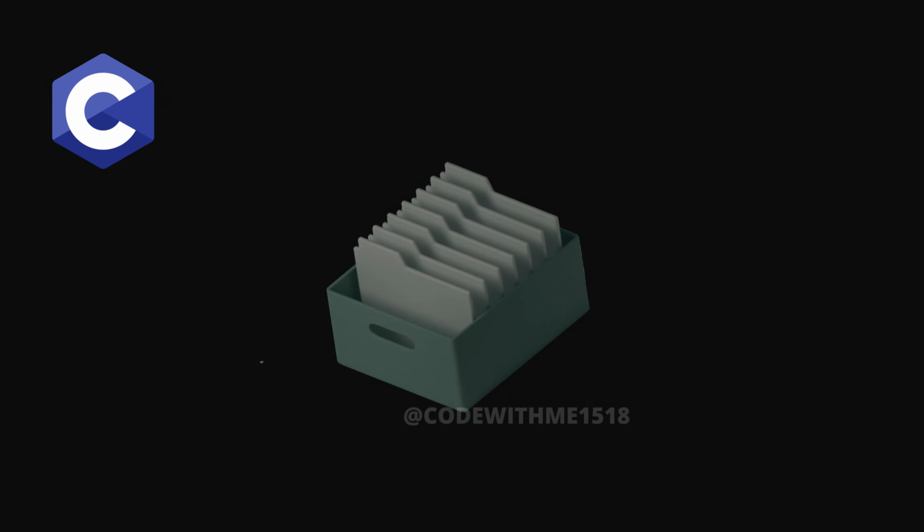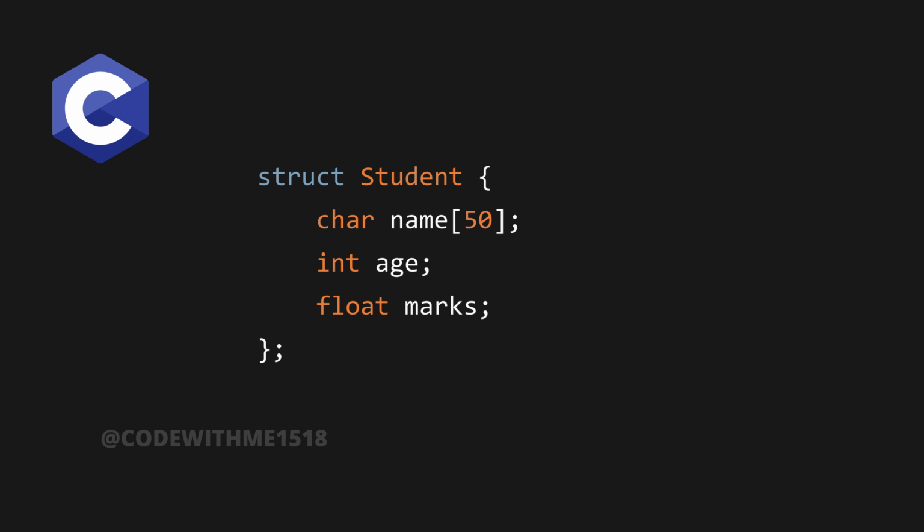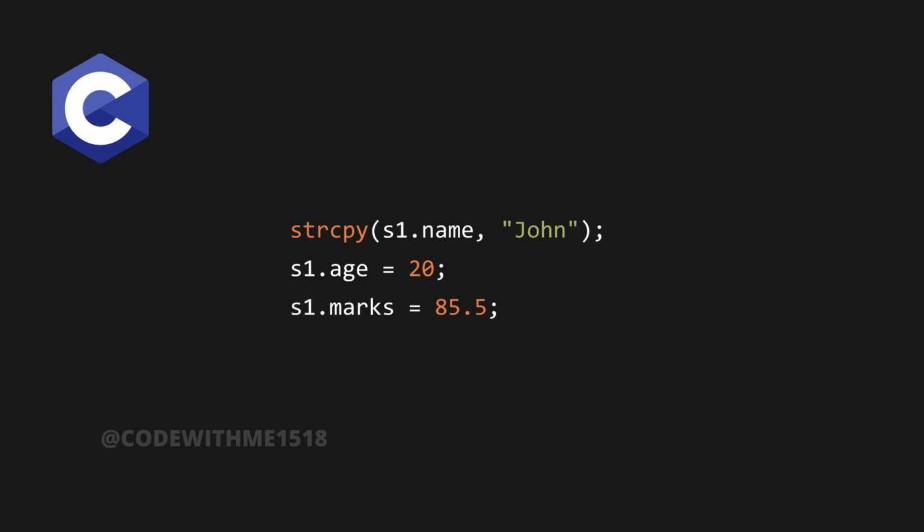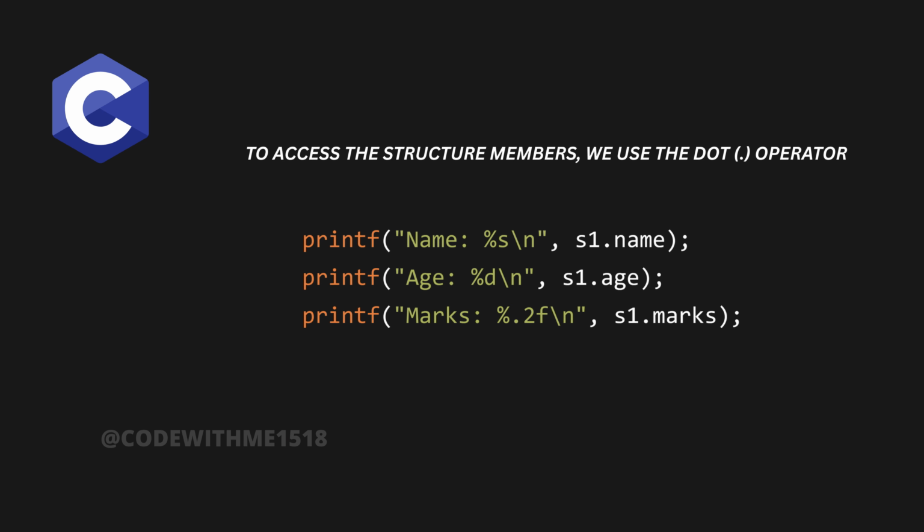Here's how we define a structure. struct student { char name[50]; int age; float marks; }. Now we have a student structure that contains three fields: name, age, and marks. To use it, we create a variable of type struct student s1. We can assign values like this: strcpy(s1.name, "John"), s1.age = 20, s1.marks = 85.5. And to access the structure members, we use the dot operator. printf("Name: %s\n", s1.name); printf("Age: %d\n", s1.age); printf("Marks: %.2f\n", s1.marks).